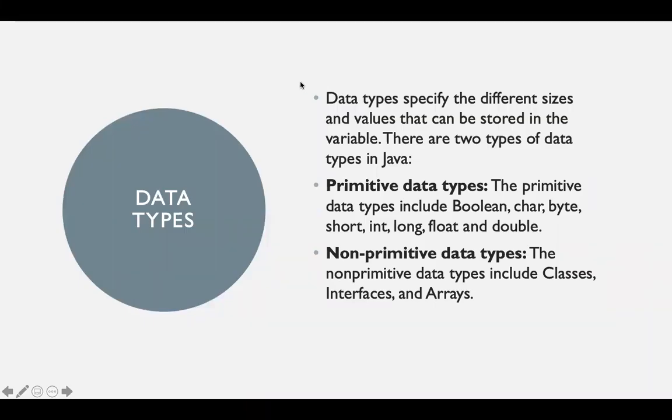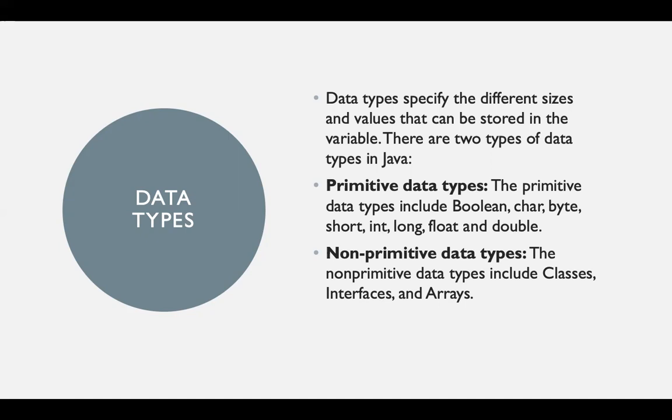Okay, fine. In a previous class, we discussed identifiers, and in this class, we are going to discuss data types. So, what are the different data types that Java has? First, we will discuss what a data type is and why we need it. A data type specifies the different sizes and values that can be stored in a variable. We basically have two types of data types in Java: primitive data types and non-primitive data types.